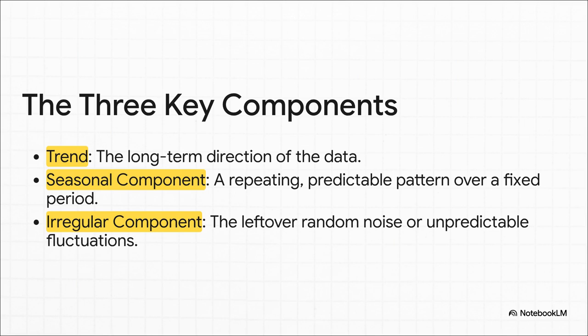So basically, almost every time series is like a song made up of three main instruments. First, you've got the trend. That's the long-term melody, the overall direction things are heading. Then you have the seasonal component. That's the repeating, predictable rhythm, like a drum beat. And finally, you have the irregular component. That's all the random static and background noise you can't really predict. Our job is to isolate each one of those sounds.